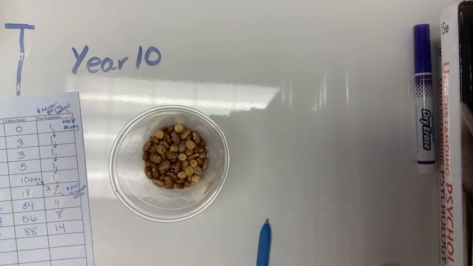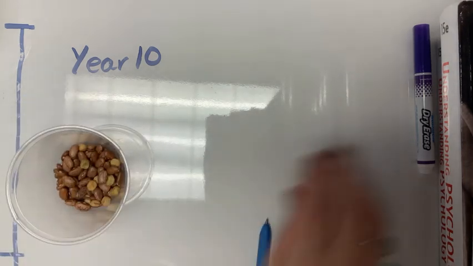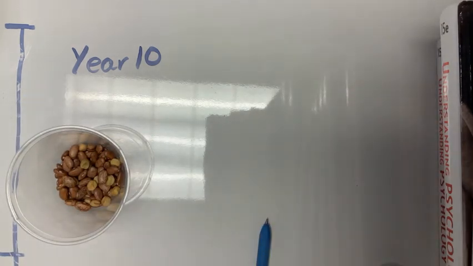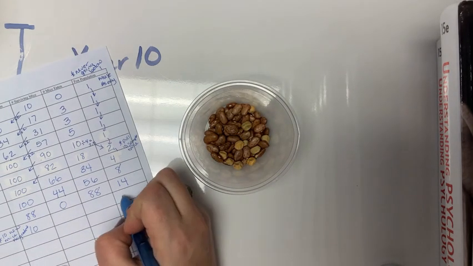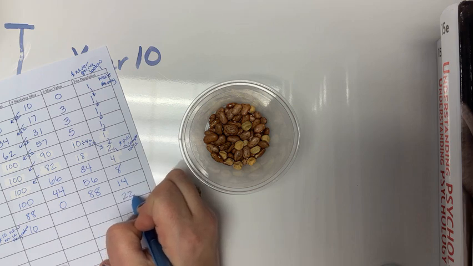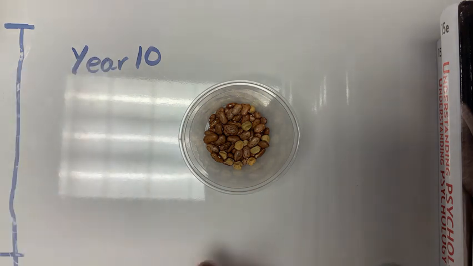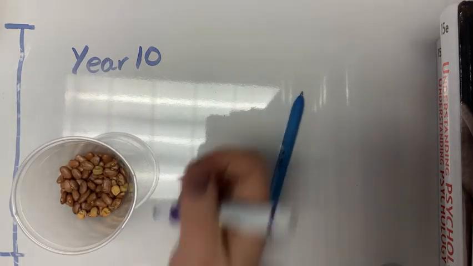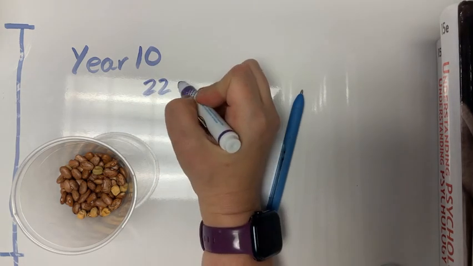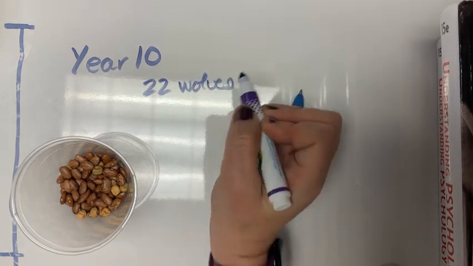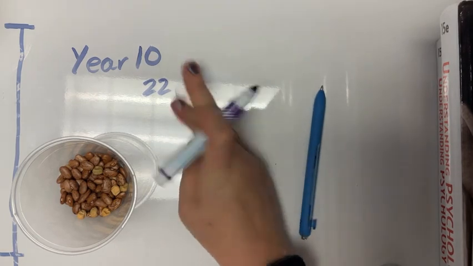Year 10. Year 10, 88 divided by 4. Oh, I know that. So that's going to be 22 wolves. Okay? So year 10, 22 wolves. Foxes.